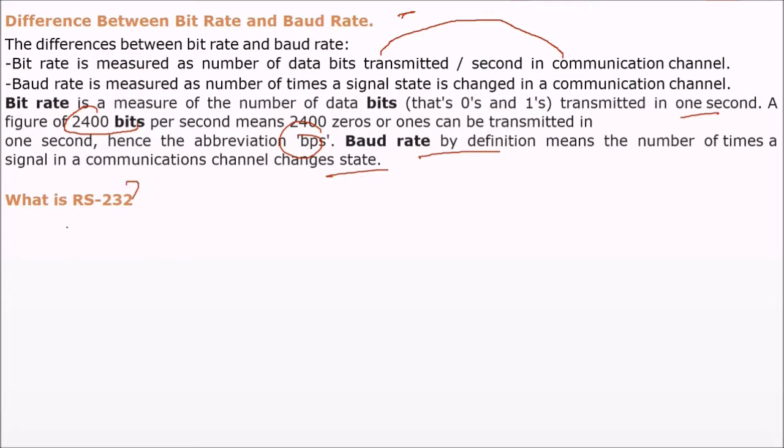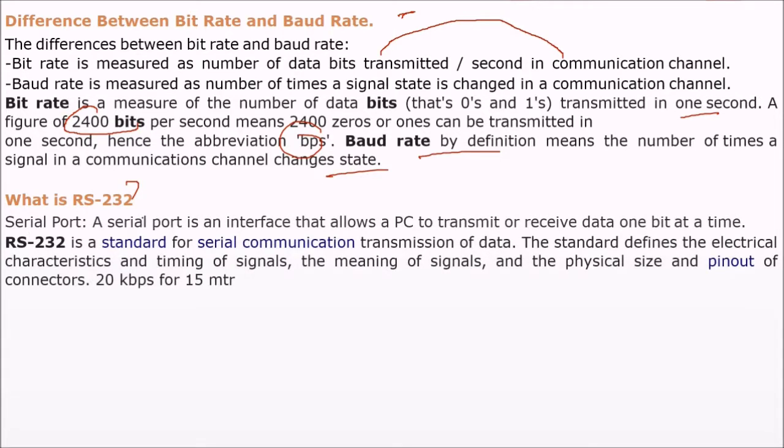What is RS-232? This is a serial port. A serial port is an interface that allows a PC to transmit or receive data 1 bit at a time. So RS-232 is a standard for serial communication transmission of data. The standard defines the electrical characteristics and timing of signals, the meaning of signals, the physical size and pinout of the connector, and it is 20 kbps for 15 meters.